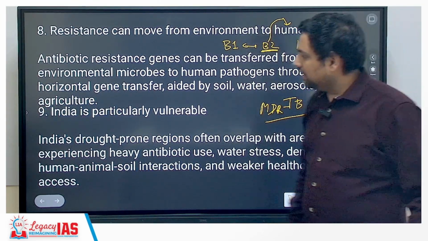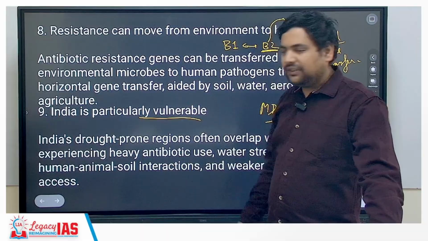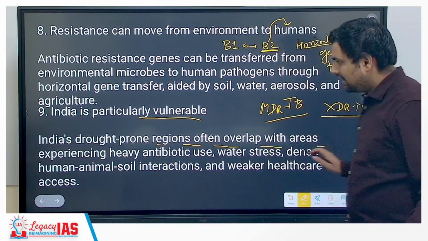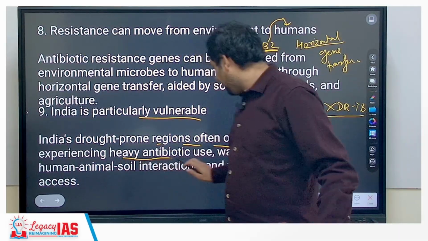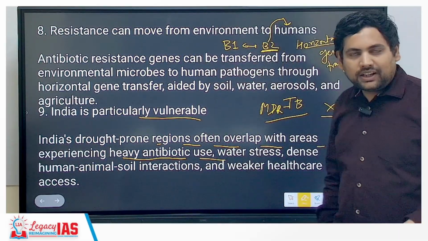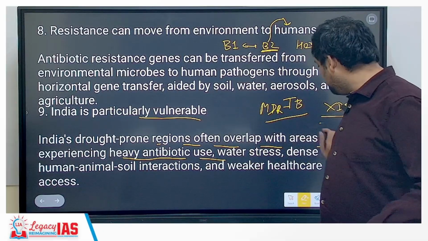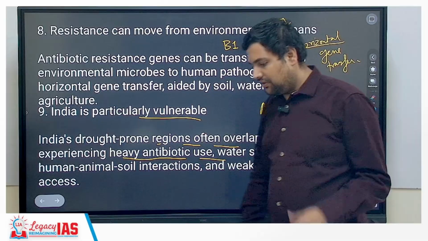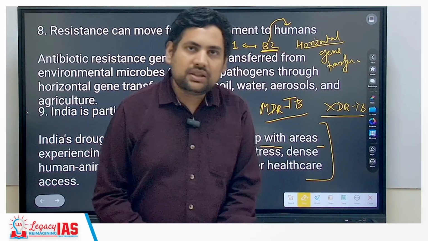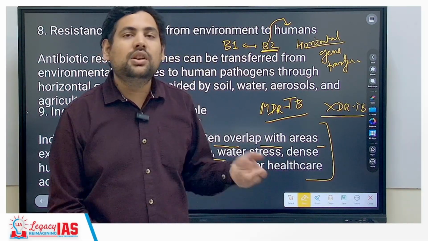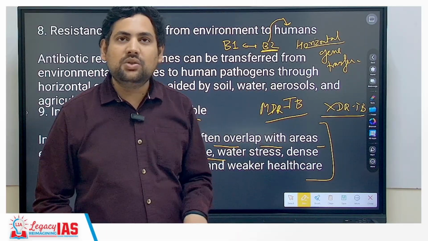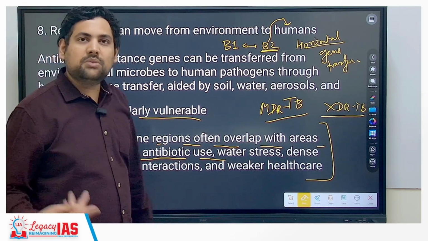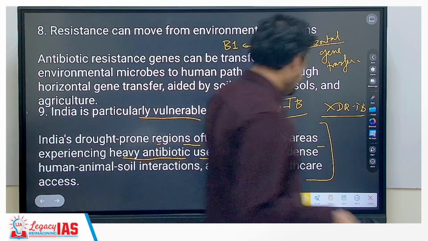Correct? Then India is particularly vulnerable. Why are we particularly vulnerable? Because India's drought-prone regions often overlap with areas that have high antibiotic use, and also they have high poverty, because India is still very agricultural dependent. So the regions which have drought also have poor population, also will have heavy antibiotic use, and all this culminates into a major catastrophe that can be caused because of this.